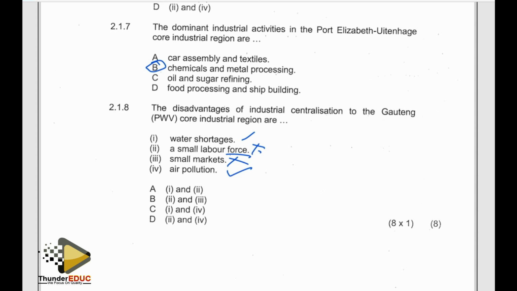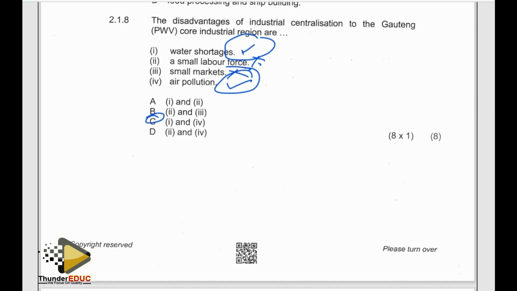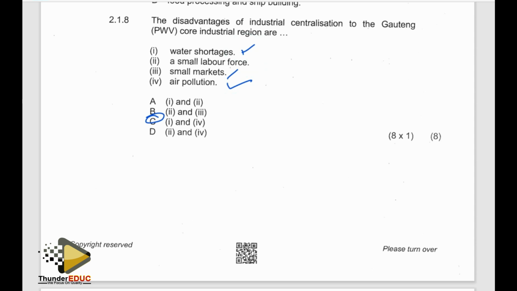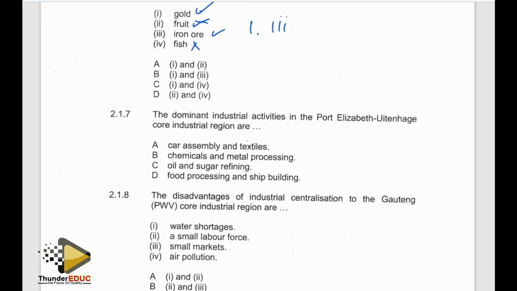Air pollution. This is probably a correct response. Because industries are centralized, they cause more pollution. Because industries are also centralized, they compete for the limited water resources. So item number 1 matched with item number 4, which is response C. Right. That is basically the multiple choice section of our first part. We need to move on to the other part, which is the other question which follows after this.